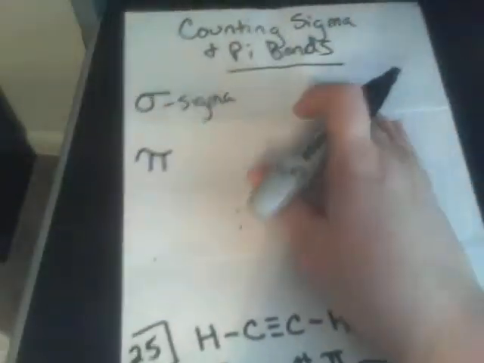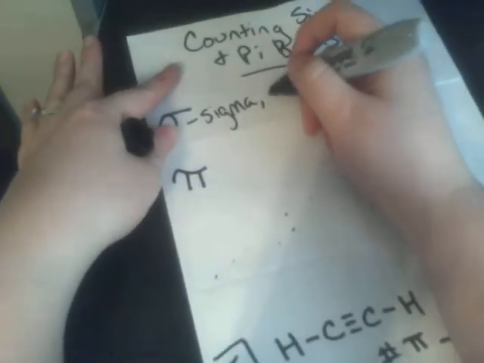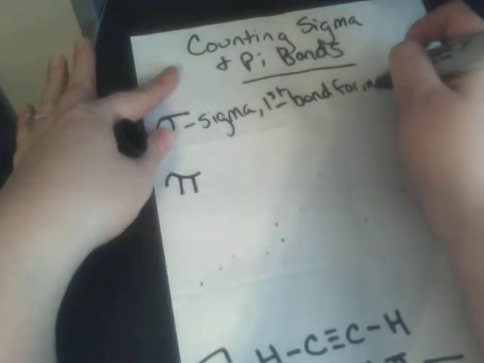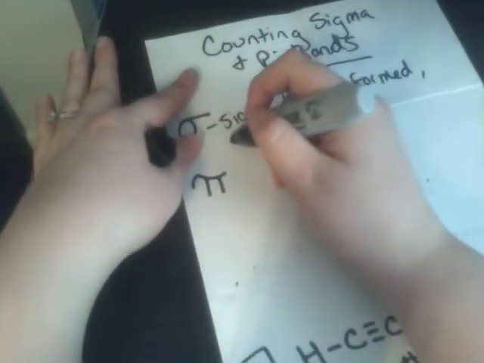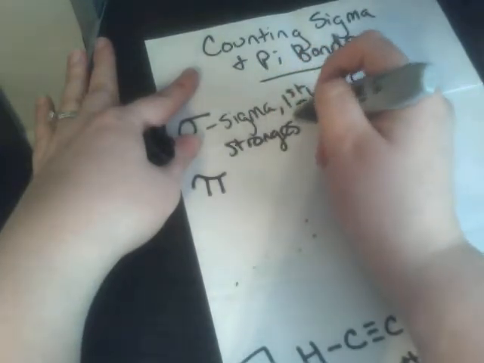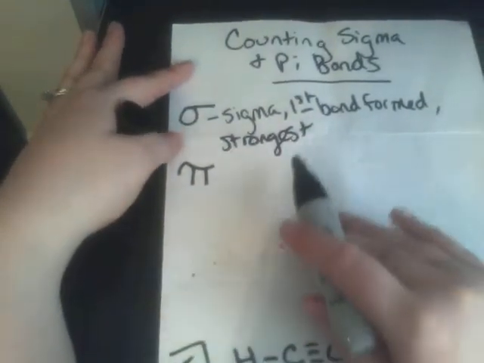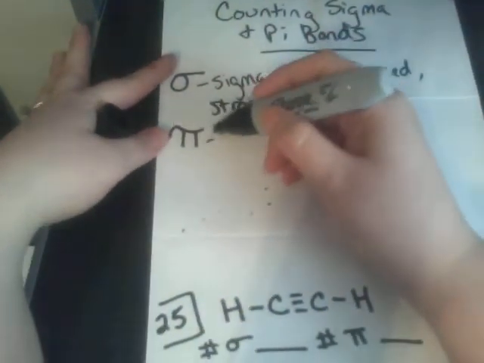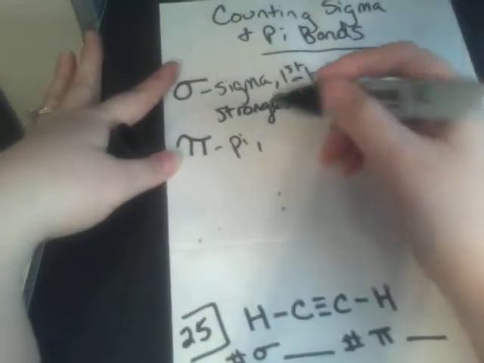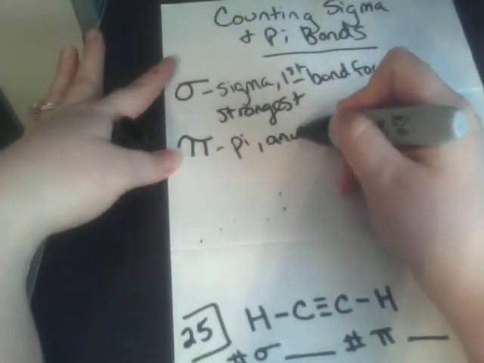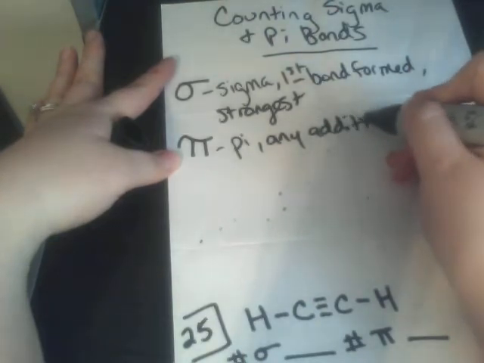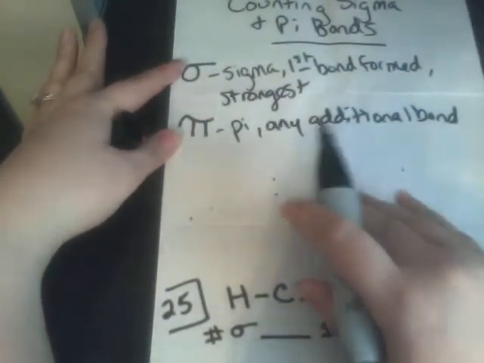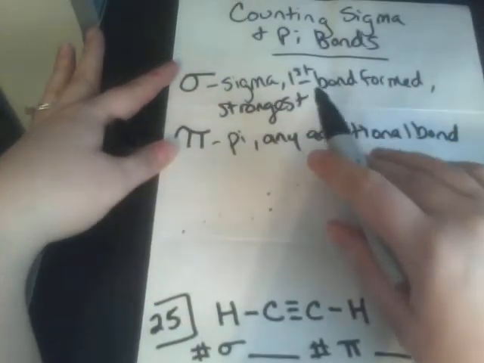And properties of sigma is that it is always the first bond formed. It is the strongest. So it's stronger than the pi bond. So sigma is the first bond formed, and it's the strongest. Pi bonds, so this is the symbol for pi, it is any additional bond that we see in between two things. So you can only be a sigma or a pi.